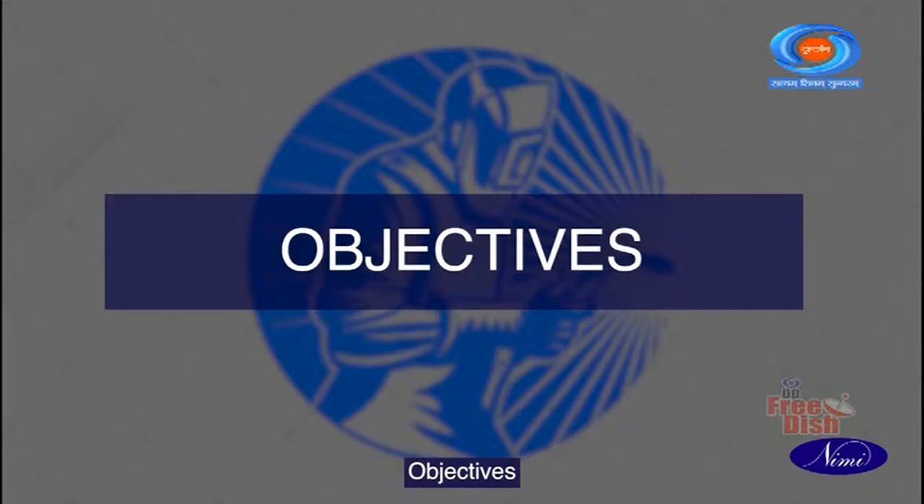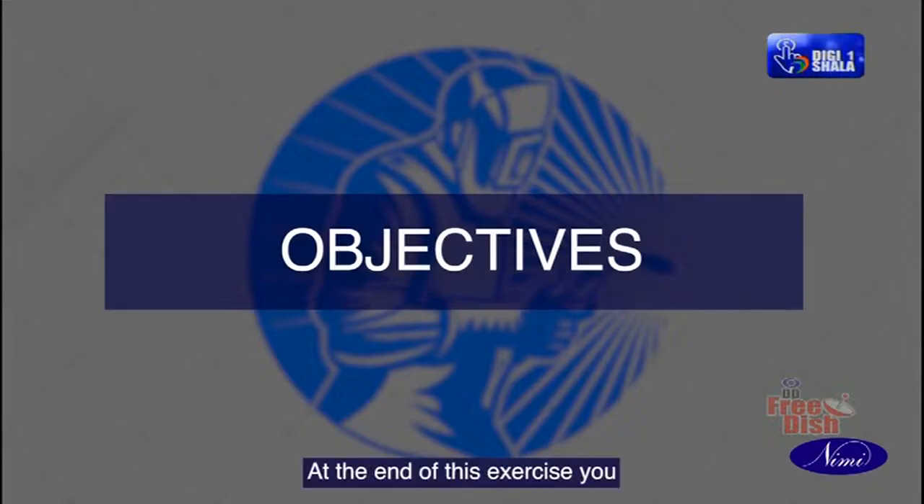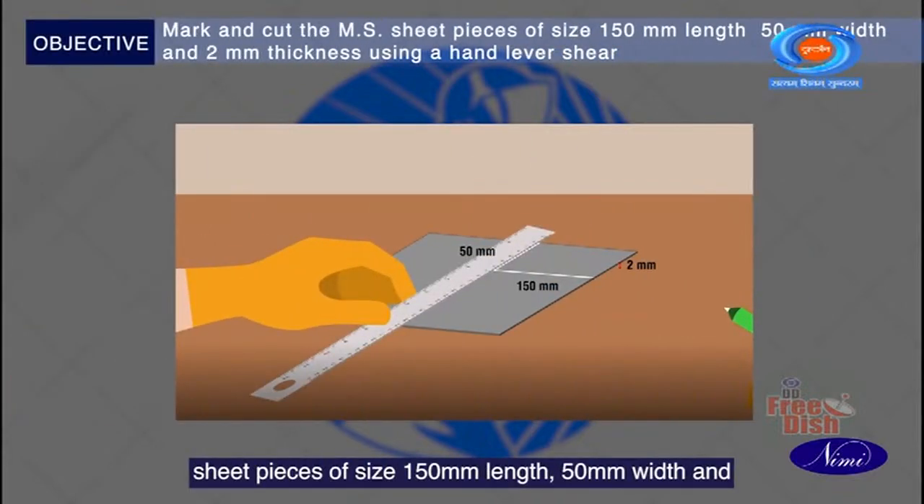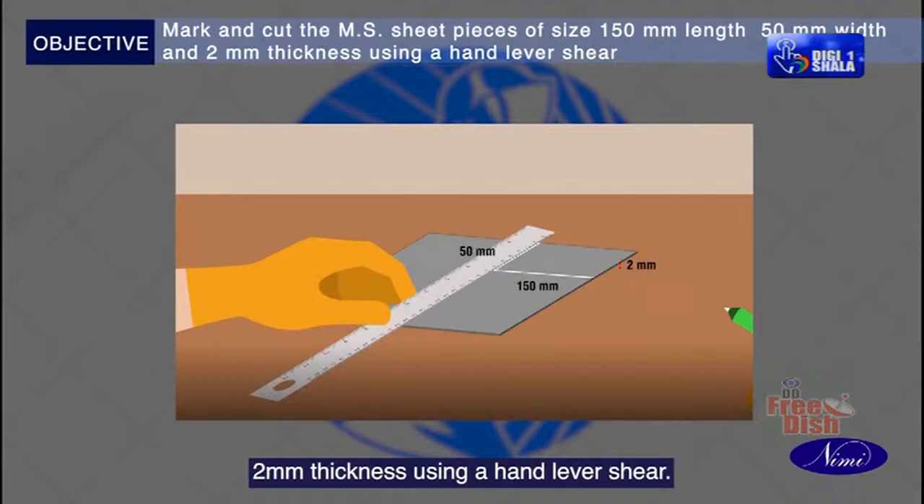Objectives. At the end of this exercise, you shall be able to mark and cut the MS sheet pieces of size 150 mm length, 50 mm width and 2 mm thickness using a hand lever shear.